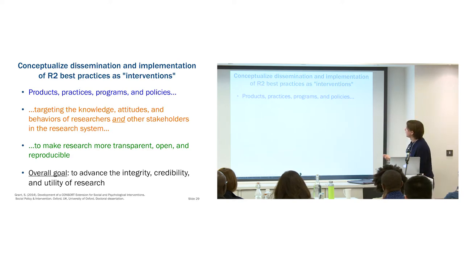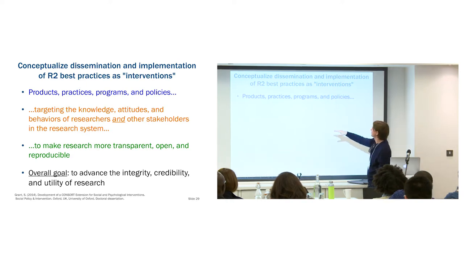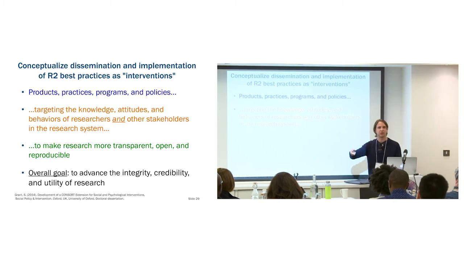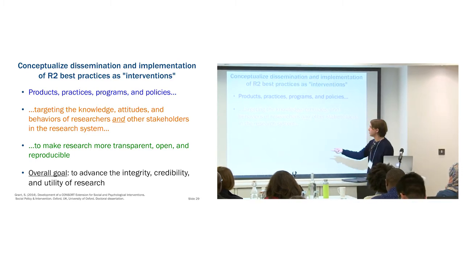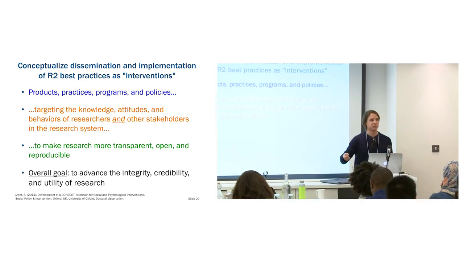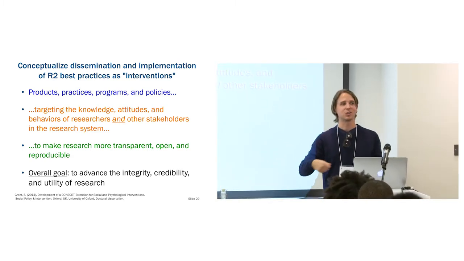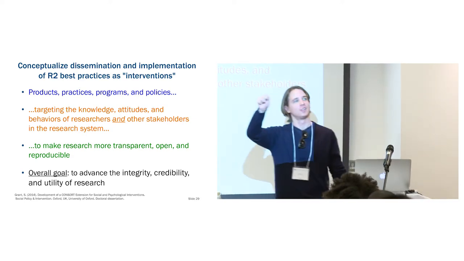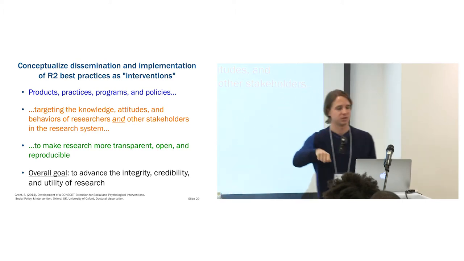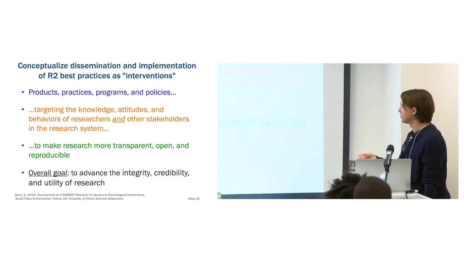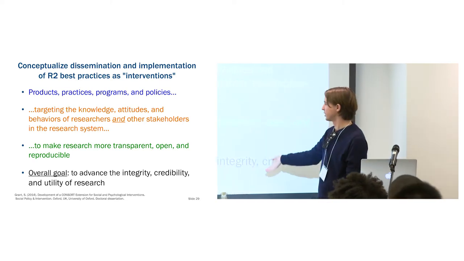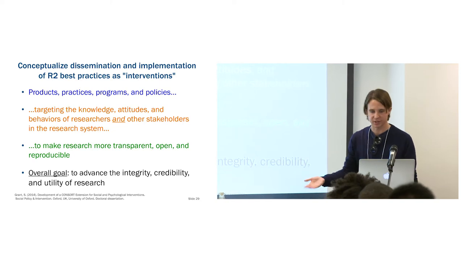I think of this, again, as intervention. So think about how you can implement these products, these practices, these programs, these policies that are trying to change and target the knowledge, the attitudes, the behaviors of researchers and other stakeholders in the system. Maybe some of these are about not even changing the behavior of researchers, but changing what funders do, because then if they change, the researchers will respond to the funders. To ultimately make research more transparent, open, and reproducible. And that is hopefully going to advance the integrity, credibility, and utility of science.